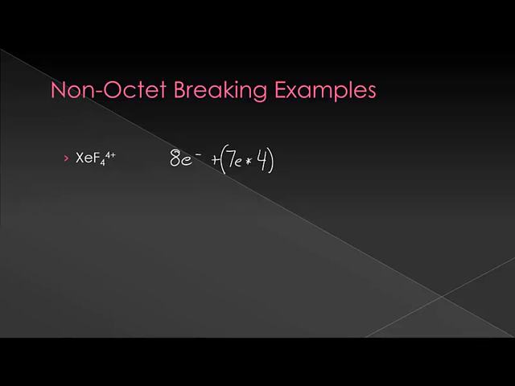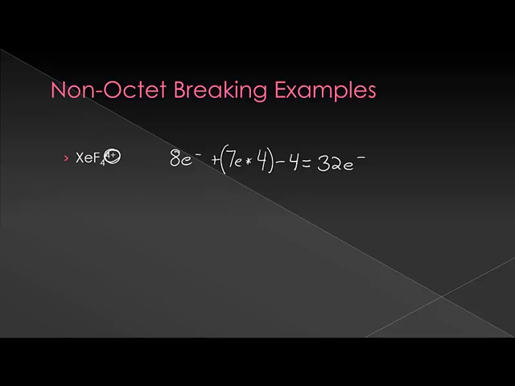So if we were to just leave it at that, we would have 36 electrons. But we need to account for something here. This has a +4 charge, which means that it doesn't actually have the 36 electrons. It has 4 less than that. So we need to subtract 4 to give us 32 electrons to work with. Now, from here we can go and continue on.